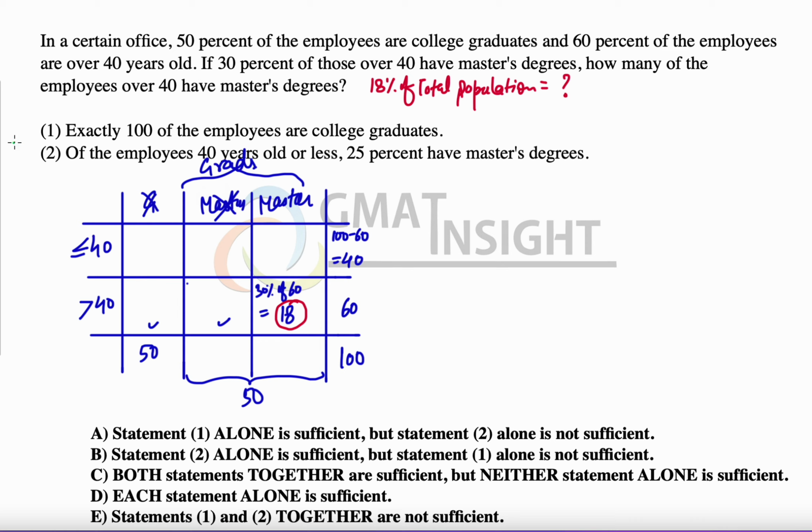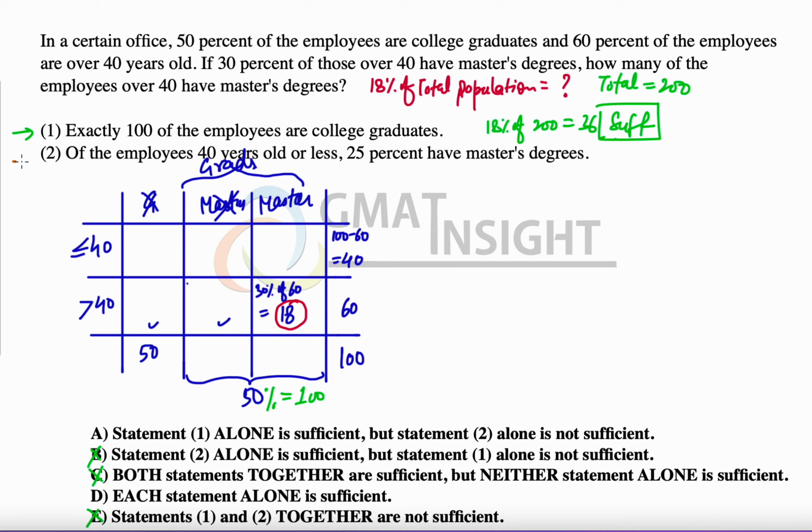So that's the question for us. Now let's see the first statement. The first statement says exactly 100 of the employees are college graduates, which means the first statement says that this 50% is actually equal to 100. That means 50% of the total population is 100. That means the total population according to the first statement is going to be 200, and 18% of 200 is equal to 36, which means the first statement is clearly sufficient. Since the first is sufficient, therefore options B, C and E can be eliminated at this stage.